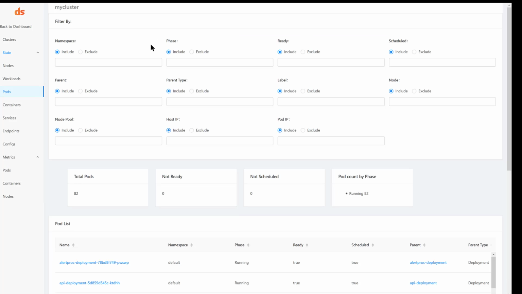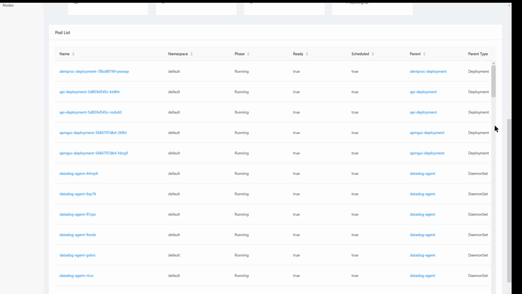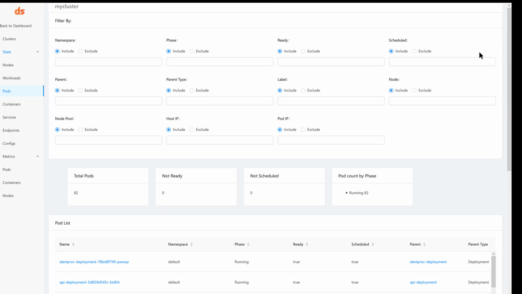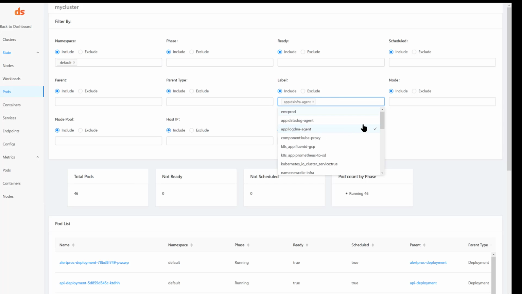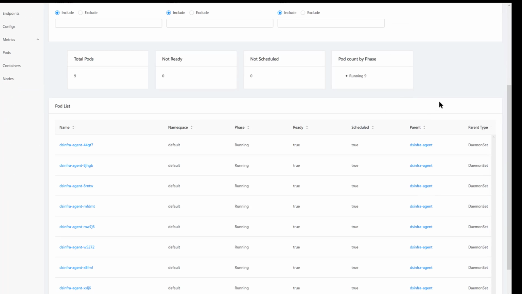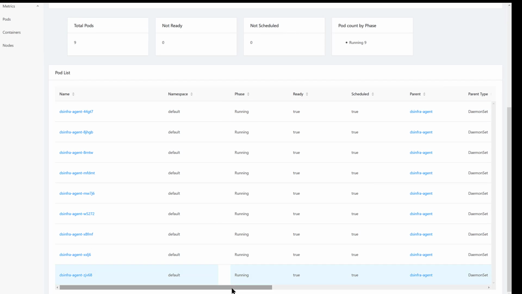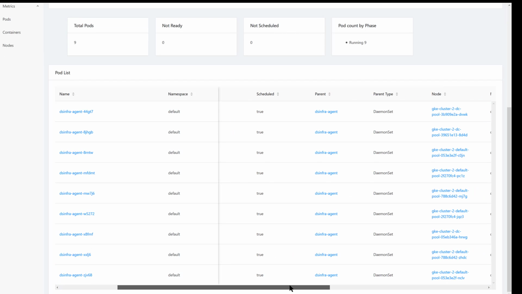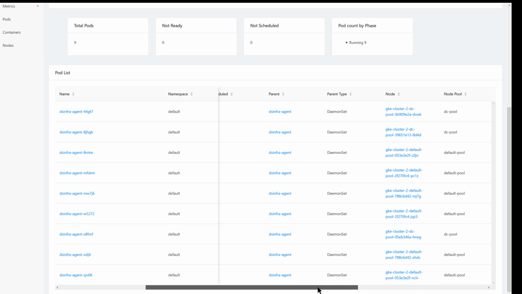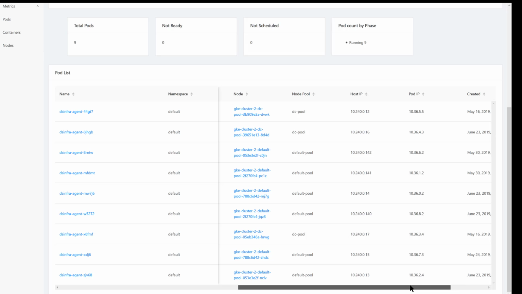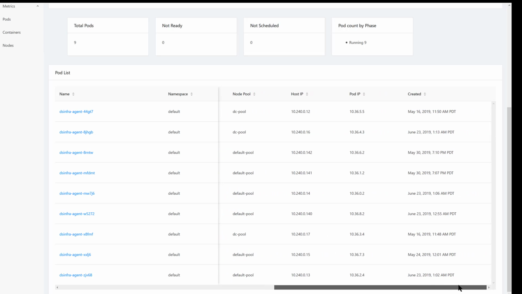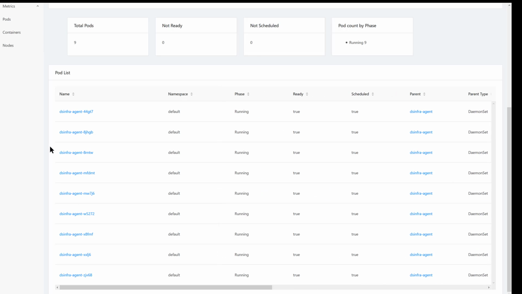Clicking on a cluster, we can see the individual pods in that cluster, and we can even filter it. So let's say we want to see all the pods in the default namespace with a particular label, and we see that list. And not only do we see the names of individual pods, we see all the information about each pod, like the node they're assigned to, the IP, what time they're created, etc.